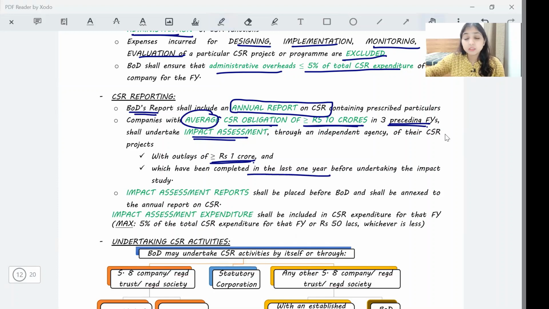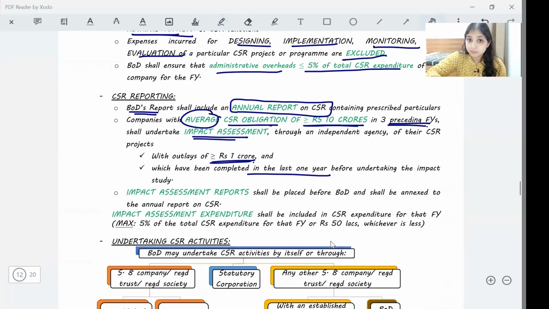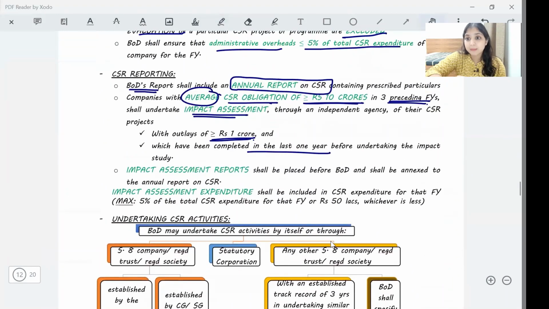Basically, you remember even earlier we spoke about need and impact assessment. So when is this impact assessment applicable? This impact assessment will be applicable only if the company's minimum CSR spend is at least 10 crores. If the 2% of average net profit of the last 3 preceding financial years is at least 10 crores, then the company will have to do an impact assessment.